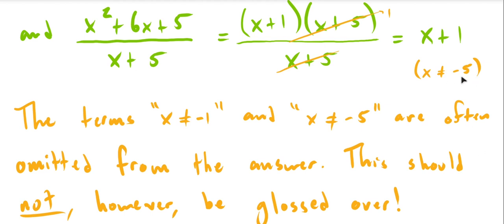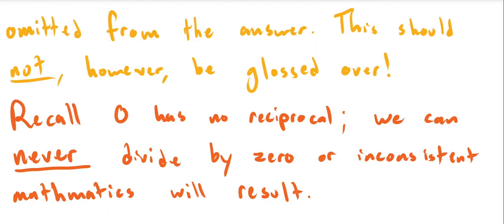We cannot have x equal to -5, or else this denominator would become 0. And then we would have something that looked like, well, 0 over 0 canceling to 1. Recall that 0 has no reciprocal. You cannot divide it by itself and have it be equal to 1. 0 divided by 0 is an undefined expression. It is not 1, and so it does not cancel.